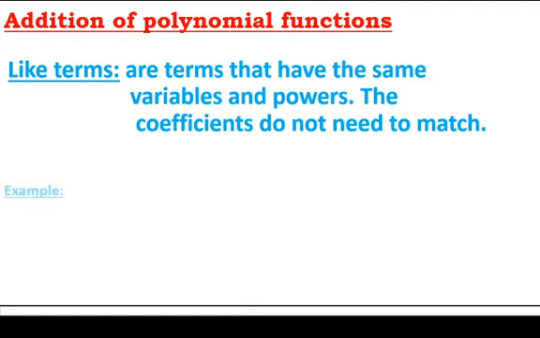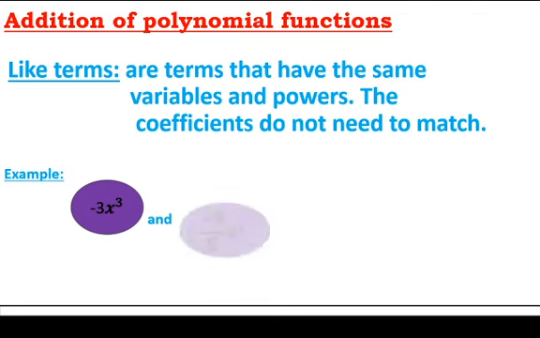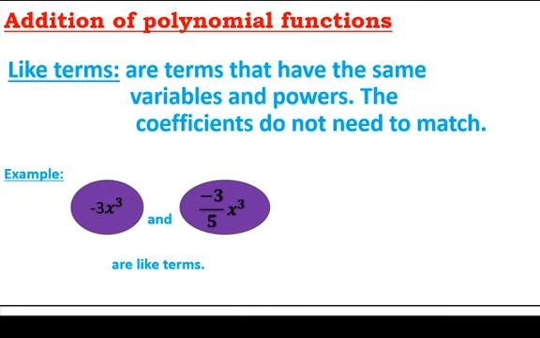We do have one example here. The example has minus 3x to the power of 3 and minus 3 over 5x to the power of 3. These two terms are like terms because both are with variable x and x is raised to degree 3 in both terms, so both terms are like terms. Then if terms are like, you can add them, you can subtract them.